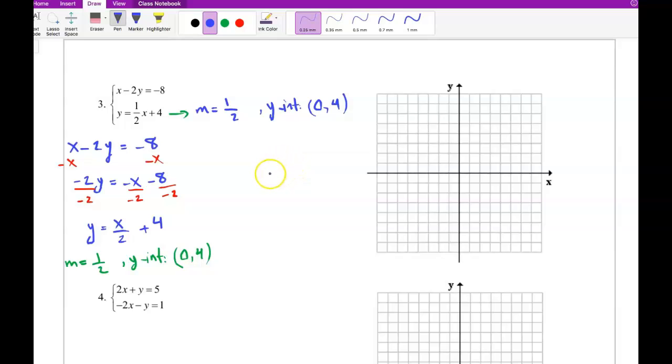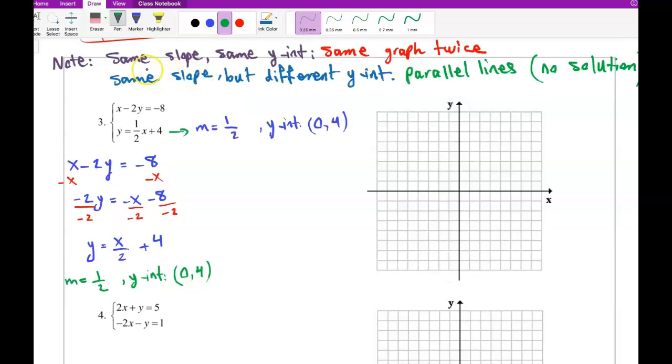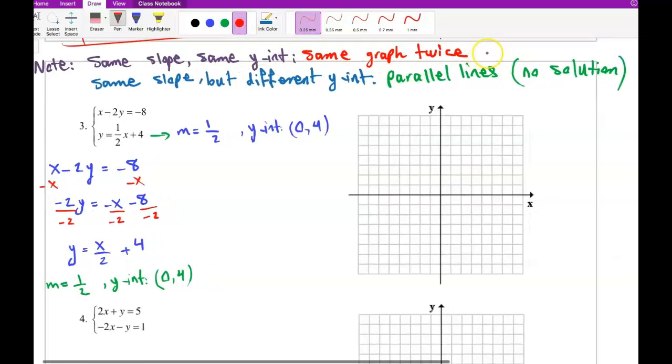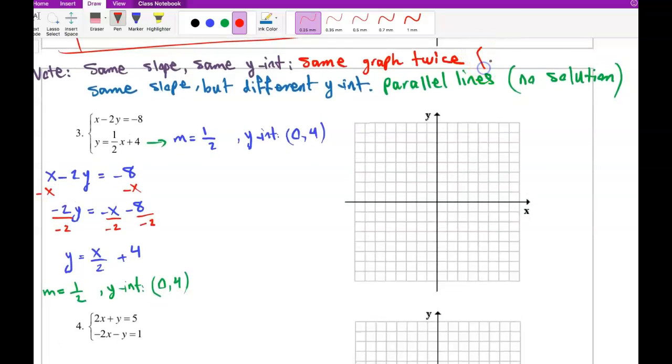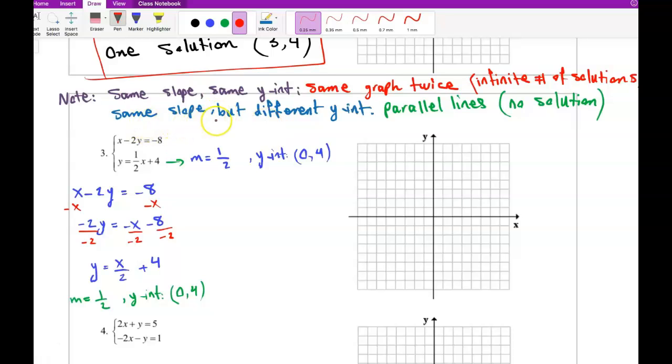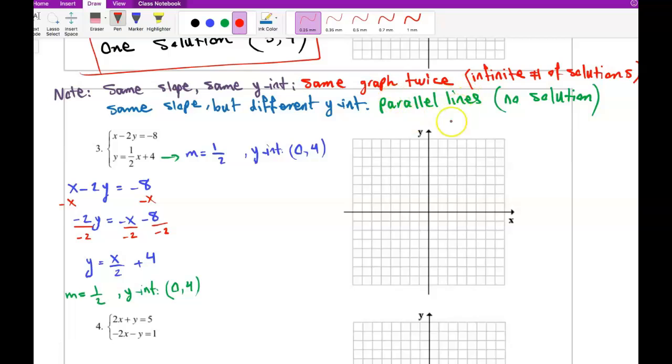So same line twice. I'm adding note here on top. So when you have same slope, same y-intercept, that means that we have same graph twice, and this is infinite number of solutions. But when we have same slope and different y-intercept, that means that you're gonna have parallel lines. When you have parallel lines, there is no solution.